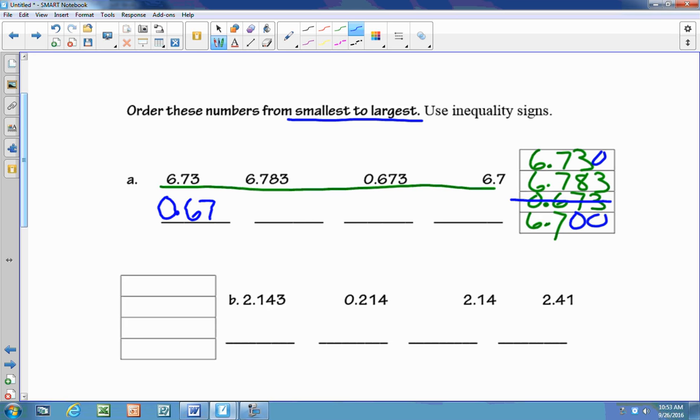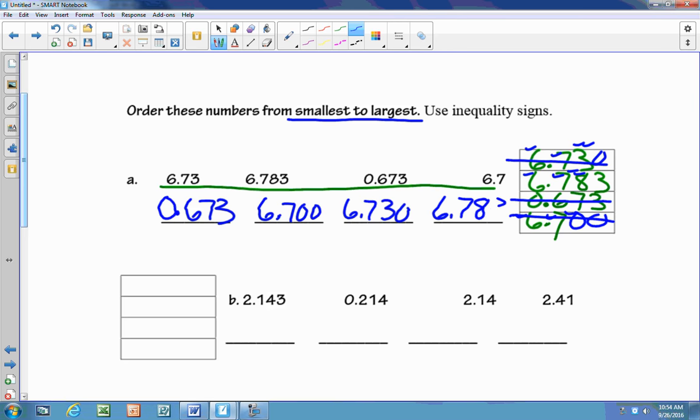Then I see that they all have a 6. Then they all have a 7. Then this one has a 3, this one has an 8, and this one has a 0. Well, the 0 is the smaller one. And then up here, I see that I have, once again, that 3 and the 8. So I know that the 3 is smaller, and then I'm left with my last number.